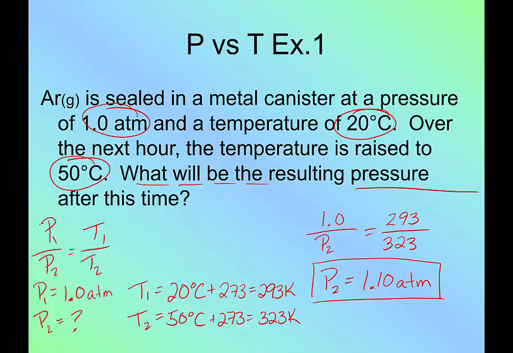Yes, it did. Now you might say to me, Mr. Siegel, but wait a second. It went from 20 to 50, which is more than doubled. Why did the pressure only change by 0.1? Remember that it's not the Celsius that matters, it's the Kelvins that matter. And if you notice, the Kelvins only changed by 30. That's not a real big difference when you're talking about something that's in the hundreds. So technically it's about a 10% change, and the pressure changed by about 10%. And that's how we know that our answer does actually make sense.